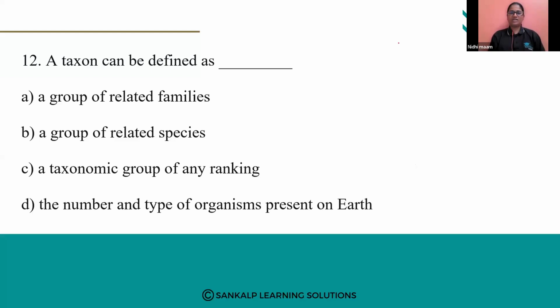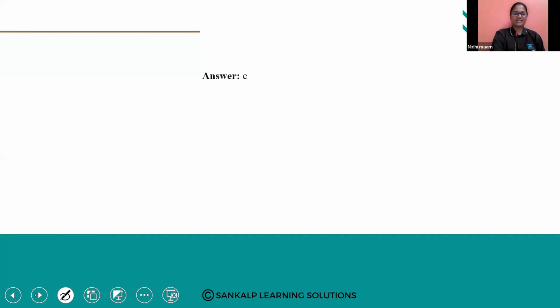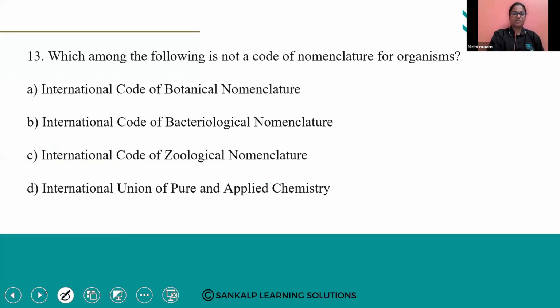Some of you voted for option B, some of you voted for option C. A taxonomic group of any ranking is called a taxon. Let us check the answer. Option C is the right answer. Whether it belongs to a kingdom, phylum, class, order, or family, each category is called a taxon. So a taxonomic group of any ranking is called a taxon. Okay, let us proceed to the next question.